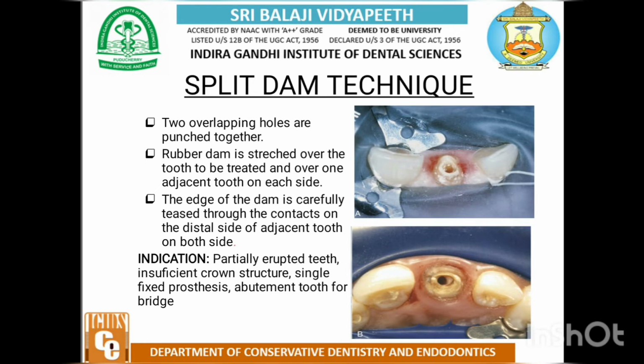The edge of the dam is carefully teased through the contact on the distal side of the adjacent tooth on both sides. Indications: partially erupted teeth, insufficient crown structure, single fixed prostheses, and abutment teeth for a bridge.